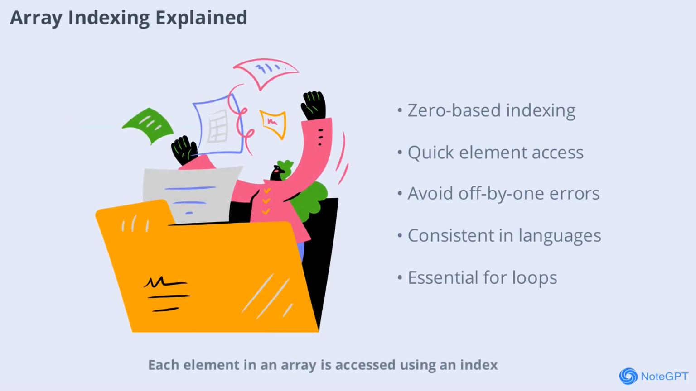Each element in an array is accessed using an index. In most programming languages, arrays are zero-indexed, meaning the first element is at index 0, the second at index 1, and so on. This indexing system allows for quick and easy retrieval of any element. For example, if you have an array of 5 numbers, you can access the third number by referencing index 2. Understanding how indexing works is crucial for avoiding errors and making the most of arrays in your program.